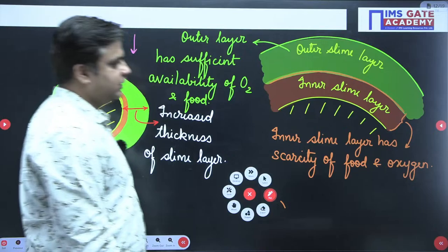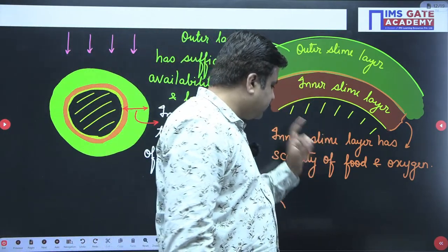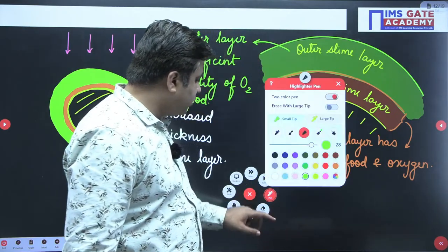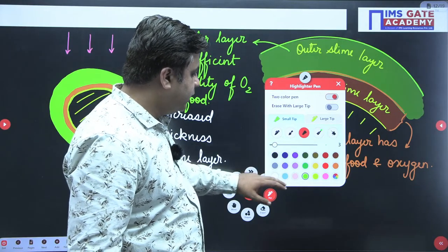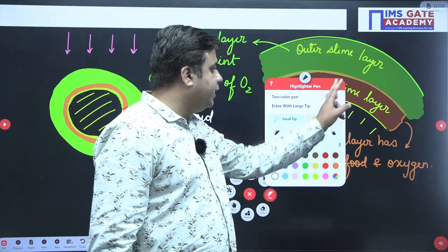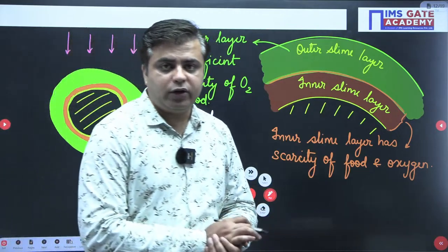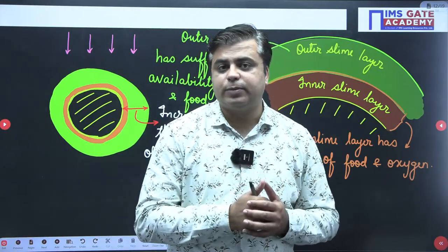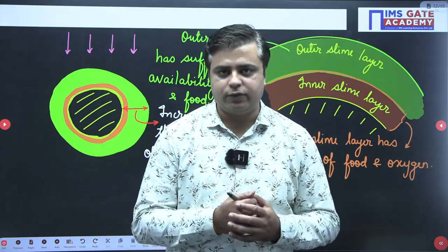Okay. So this is the thing. When you look into this inner slime layer, it has both scarcity of food and oxygen. Now what happens is, when the microorganisms do not have sufficient availability of food and oxygen, they start undergoing endogenous respiration. Whenever microorganisms have scarcity of food, they will undergo endogenous respiration. And what is endogenous respiration? They start killing themselves.